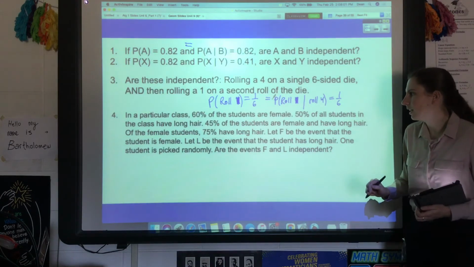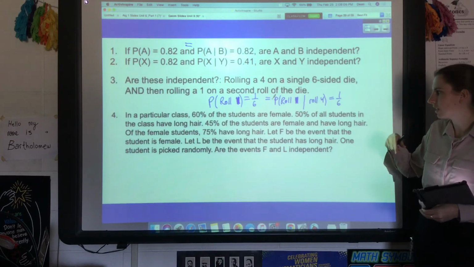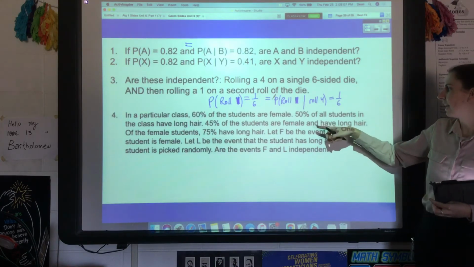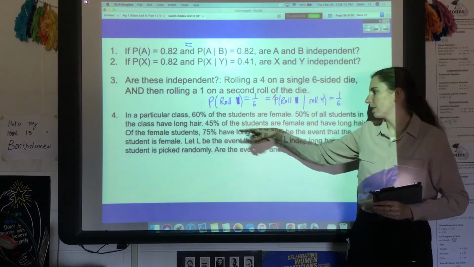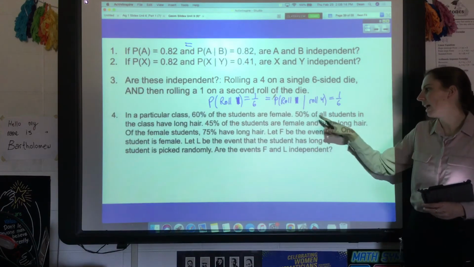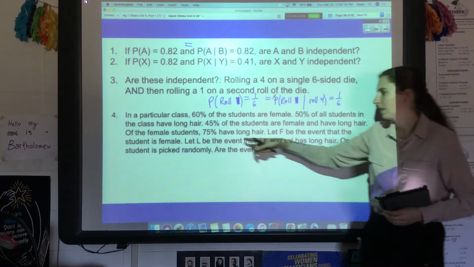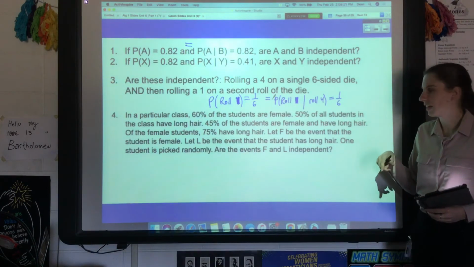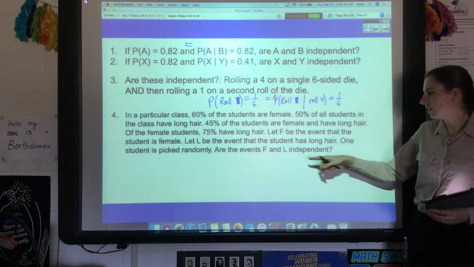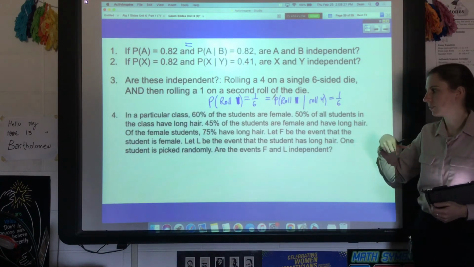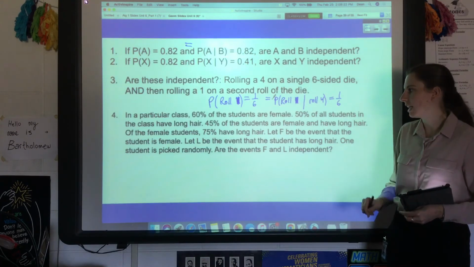Last example here. Let 60% of students be female in this particular class, and then 50% have long hair. 45% of the students are female and have long hair. So of the female students, 75% have long hair, so there's a lot going on here. Are the events F and L independent? So being a female and having long hair, are those independent?